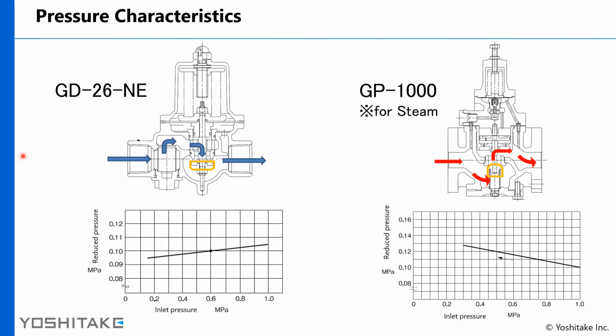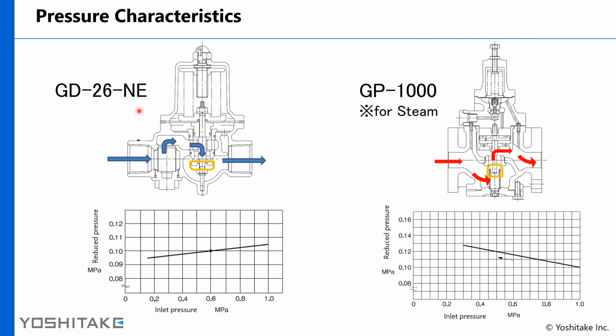So I will explain why this occurs using this pressure characteristics slide. The left is GD26NE for water, the right is GB1000 for steam. For GD26NE, the reduced pressure is increased when the inlet pressure is increased. For GB1000, the reduced pressure is decreased when the inlet pressure is increased. Because of the valve structure, the pressure characteristics are different.